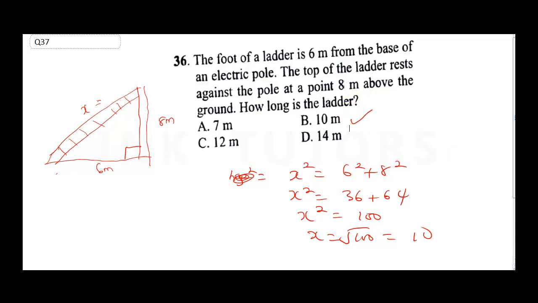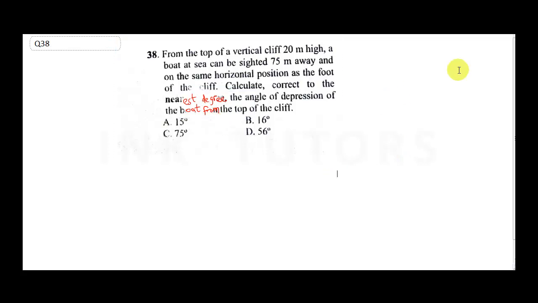So that takes us to question 38. It says, from the top of a vertical cliff 20 meters high, a boat at sea can be sighted. Now this is our vertical cliff, and this is the boat. It says the cliff is 20 meters high. Now, the boat can be sighted 75 meters away. That means this is 75 meters on the same horizontal position as the foot of the cliff.